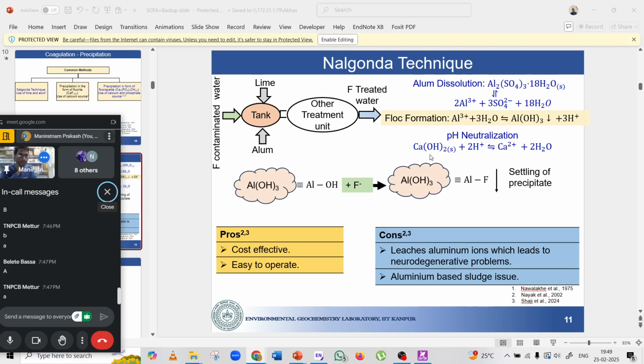Now for that, calcium hydroxide is added. In your question also the same thing is happening, and I discussed that aluminum ions lead to neurodegenerative disease. That's why this method is not used. So this was extra information.